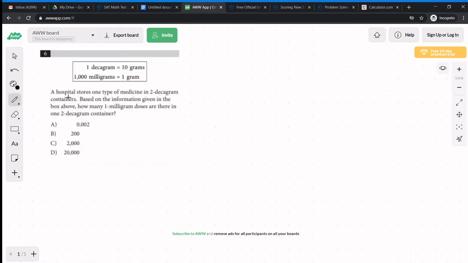Alright. Hospitals store one type of medicine in 2 decagram containers. Based on the information given in the box above, how many 1 milligram doses are there in one 2 decagram container? Alright. So, this one, again, just conversion. You have 2 decagrams, right? Which is equal, according to this equation, right? 1 decagram is 10 grams, so 2 equals 20 grams.